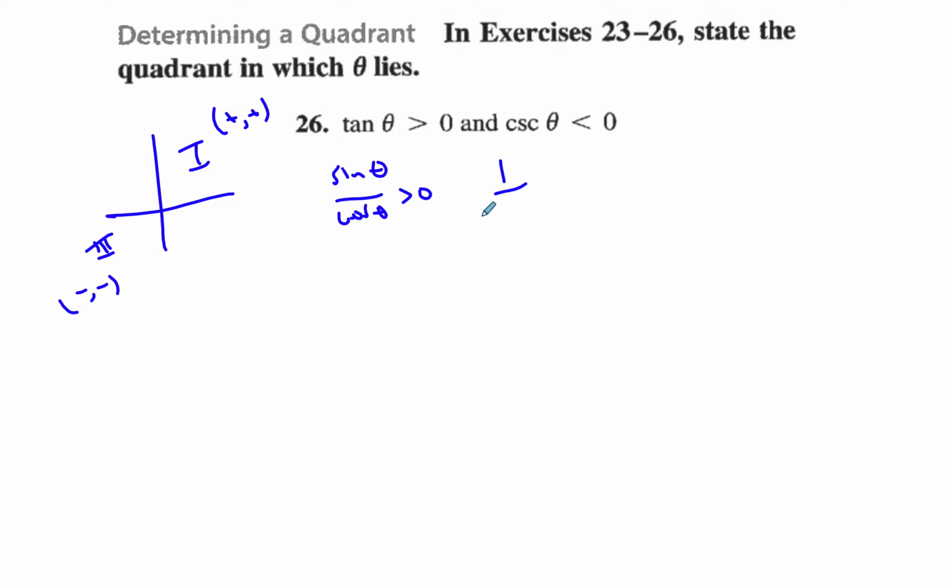So cosecant is 1 over sine, which is less than 0, which means the sine has got to be less than 0. So where's the sine less than 0? That means that this has got to be quadrant 3, because it's an "and," right?